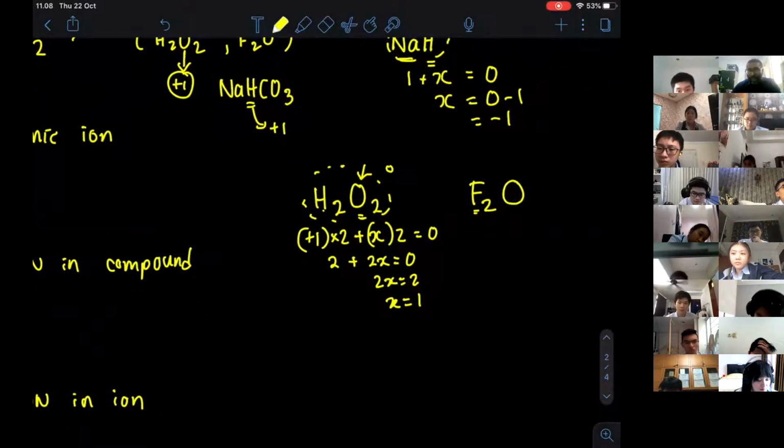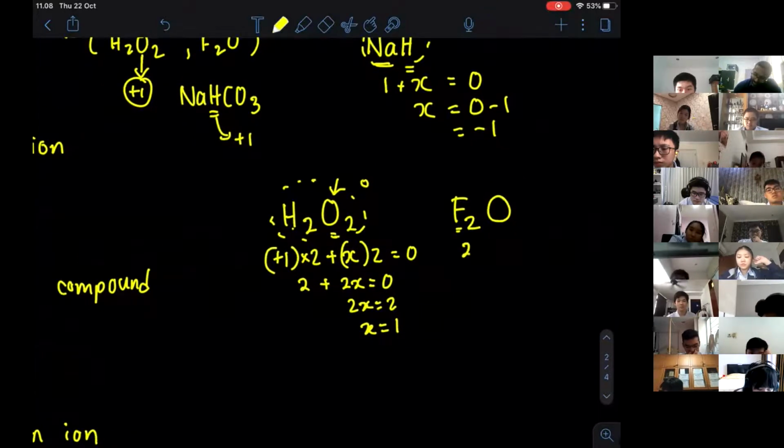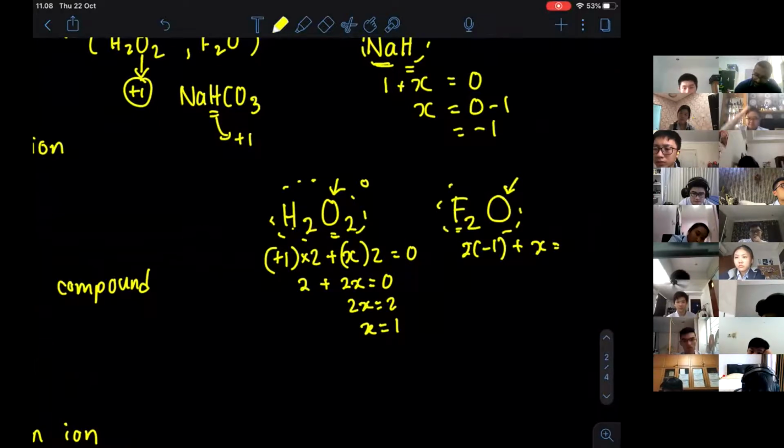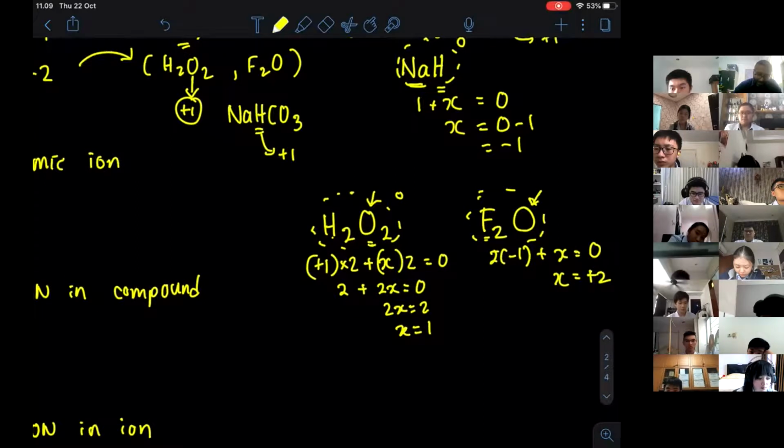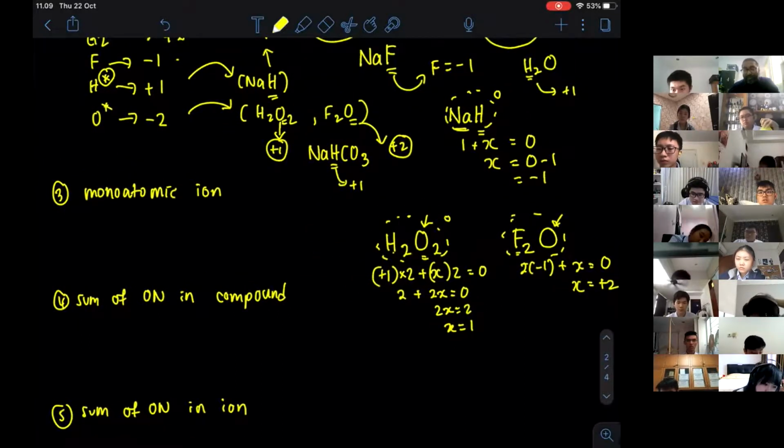If you have F2O, you can do the same thing. F, I told you, they are always -1. You can see always -1. 2 times -1 plus x, I want to know what is x, equals to the overall charge, which is 0. So x equals to +2. So here you can see the oxygen now is no longer -2, it is going to be +2. So only for these two conditions, they are going to be -1 and +2. Most of the time, they are always -2.